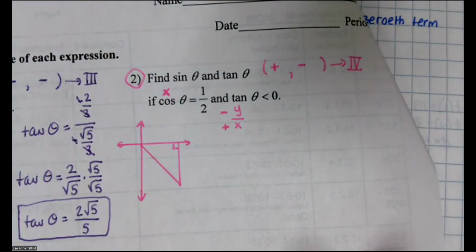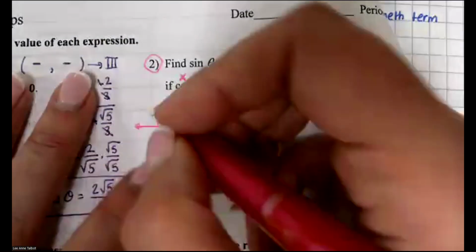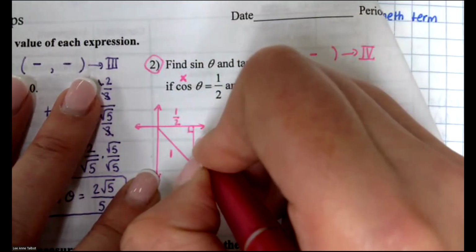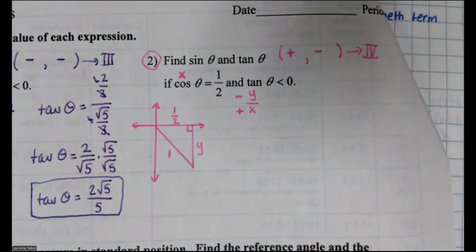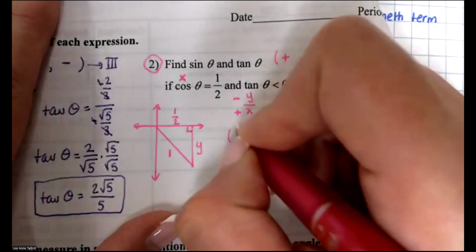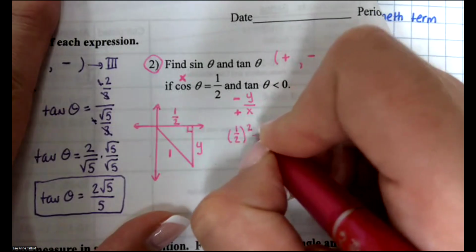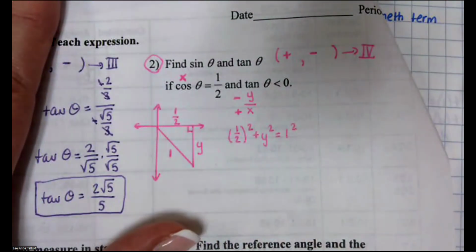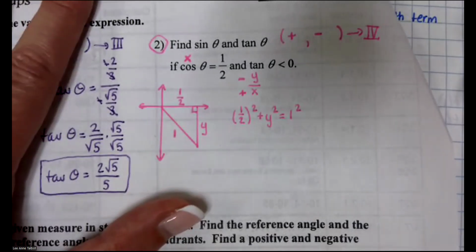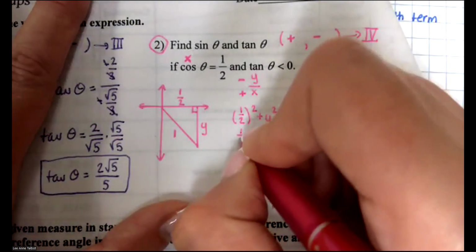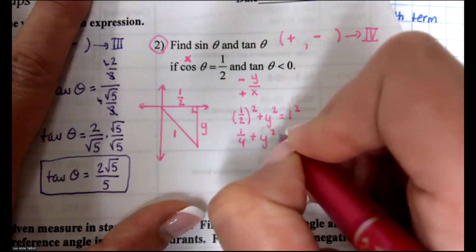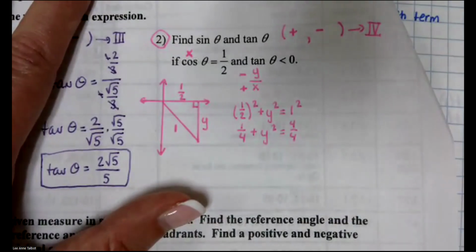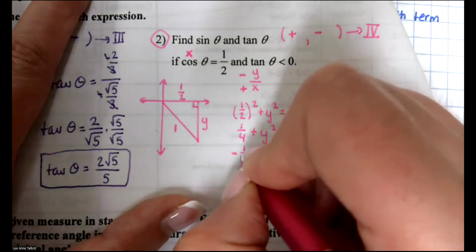Okay. So cosine is the x, that's 1/2. Hypotenuse is 1. And I want to solve for y, which is sine. 1/2 squared plus y squared equals 1 squared. 1/4 plus y squared equals 4/4, minus 1/4.